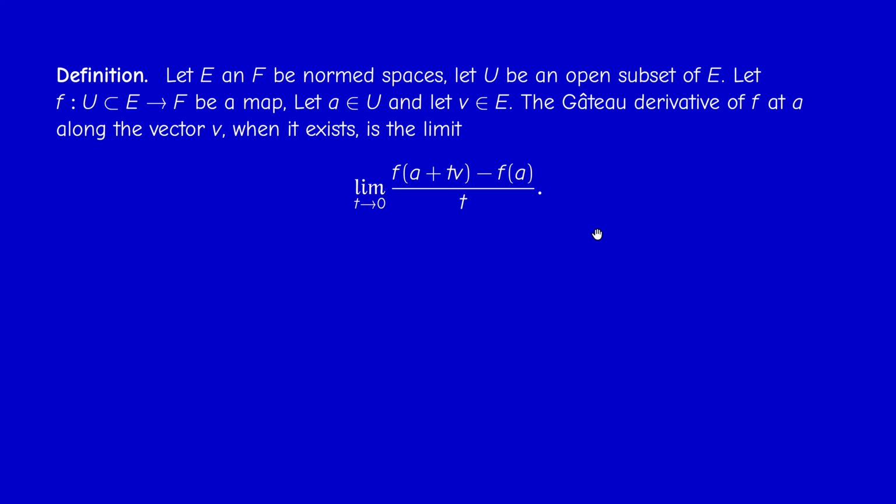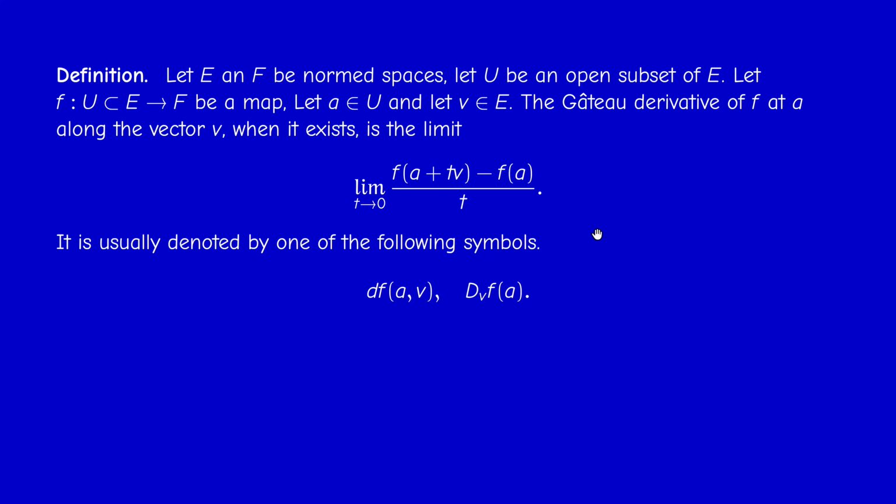We're not dividing by a vector. And we usually use one of these symbols, df at a v or d sub v f at a, and you may encounter other symbols as well. We'll use this for simplicity. So we will use small d for the Gateau derivative and capital D for the Frechet derivative, in order to minimize confusion. And once again, the Gateau derivative is the derivative of this map when t equals 0.